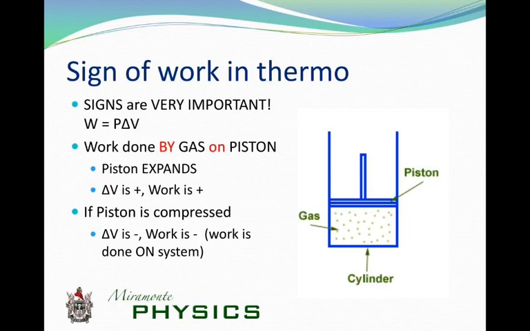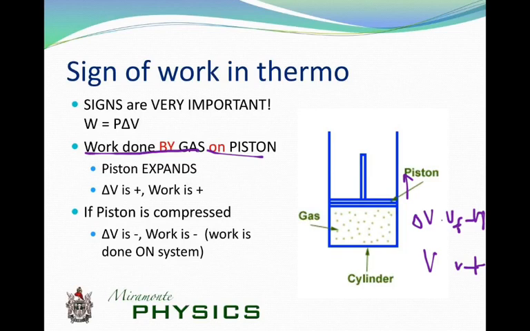When we're talking about thermodynamic processes, the signs are really important. You have to be really careful. So our definition is: when work is done by a gas on a piston, in other words, the gas pushes up on the piston and causes it to move, the piston expands. We say delta V is positive. So the change in volume is positive, it's increasing, and the work is also positive. Think about delta V. Delta V is V final minus V initial. And if you have a big V and you started with a little v, then that's going to be a positive number.